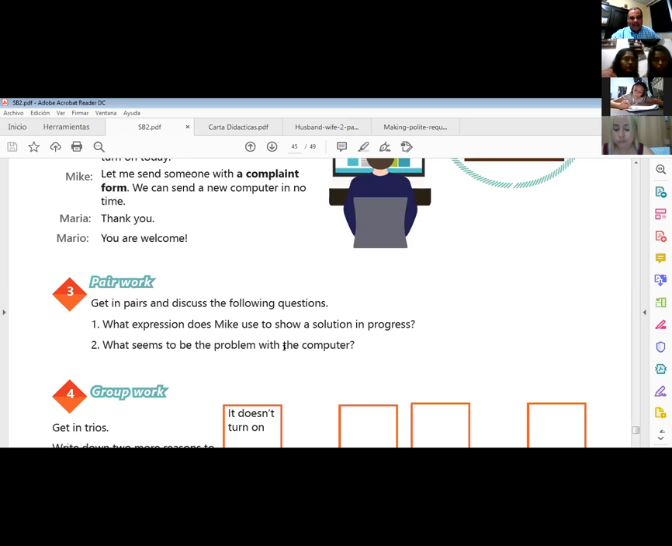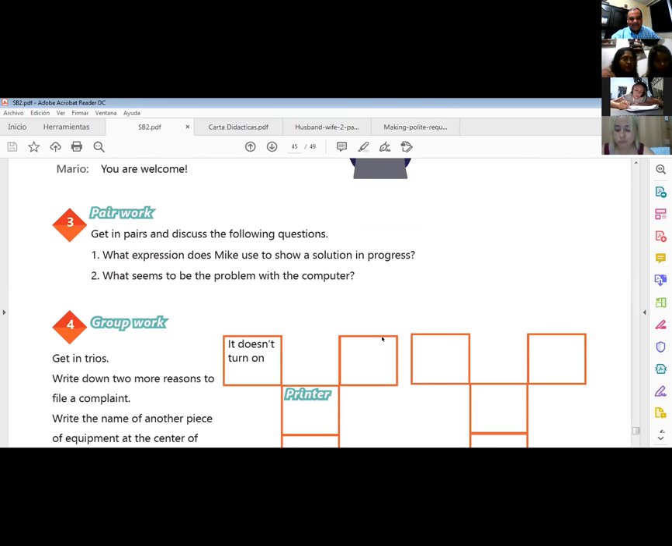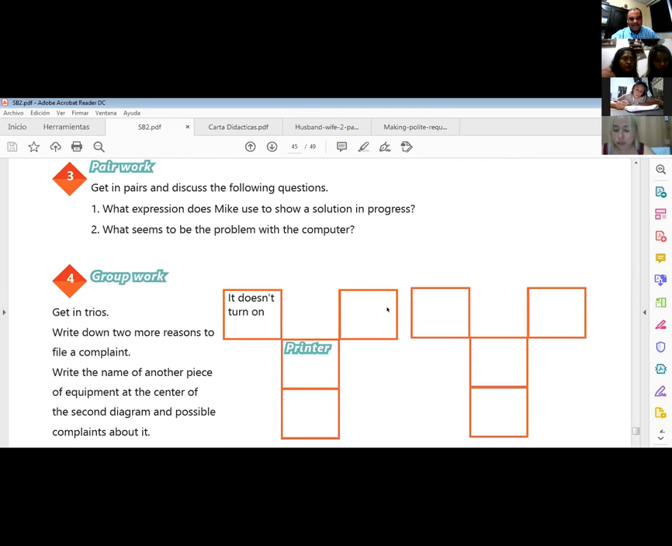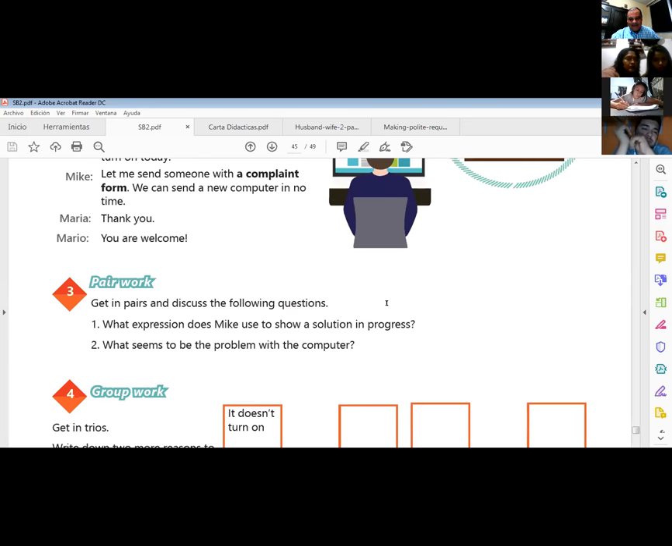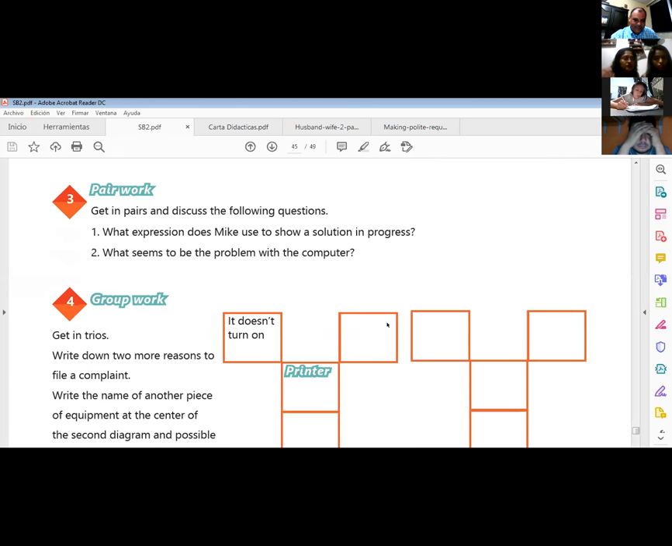Okay, what seems to be the problem with the computer? It's very slow. And it didn't turn on today. It was very slow yesterday. It didn't turn on today.